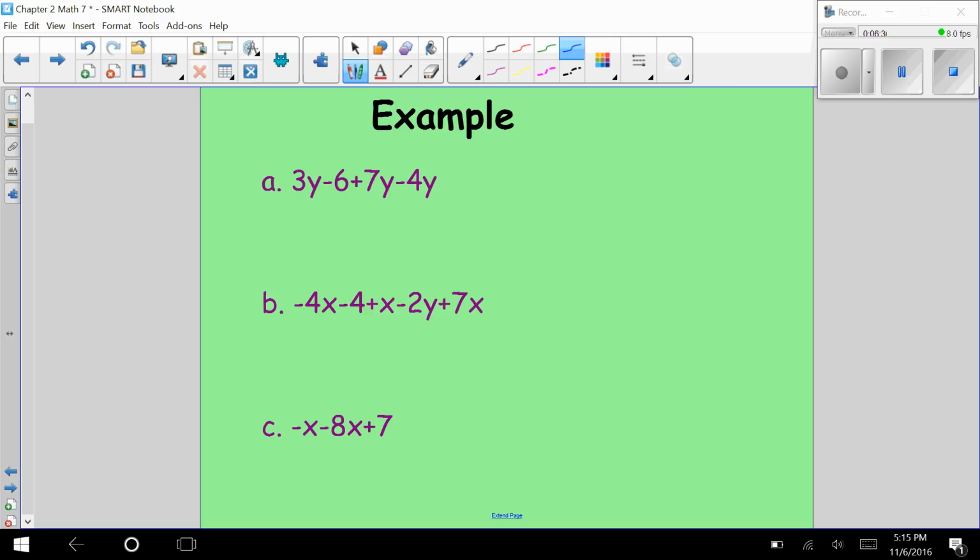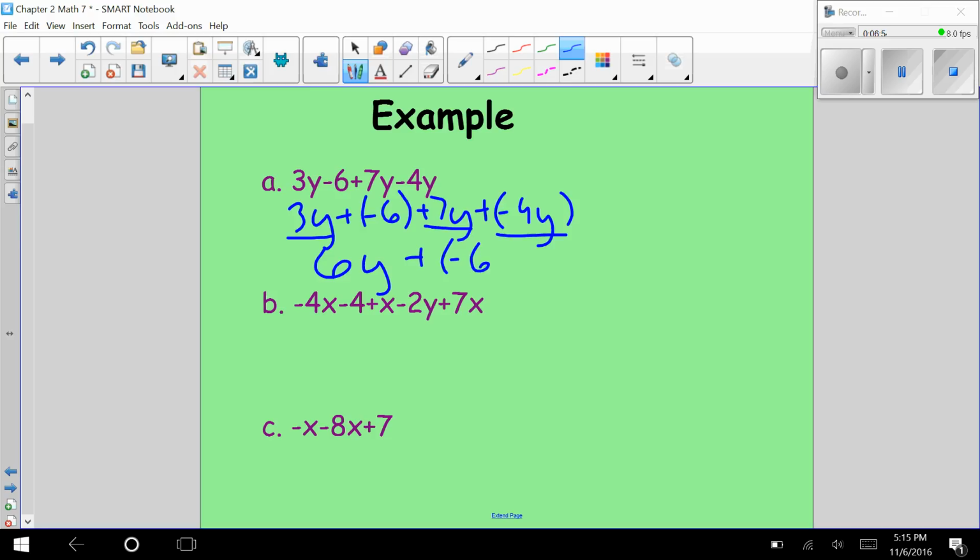All right, for the first one, we change it into a sum, so 3y plus negative 6 plus 7y plus negative 4y. Our like terms are 3y, 7y, and negative 4y. When I add those coefficients, I get 6y plus negative 6, or 6y minus 6.